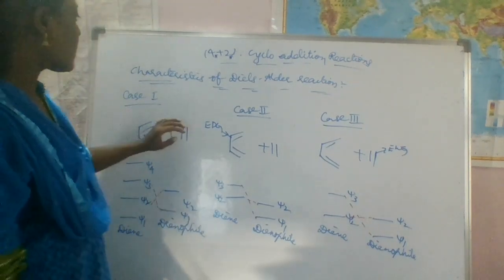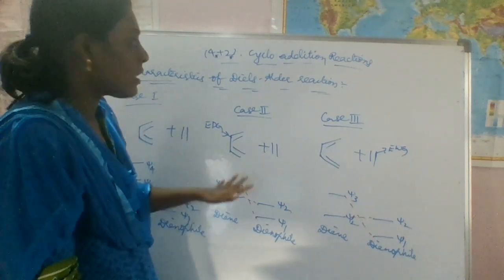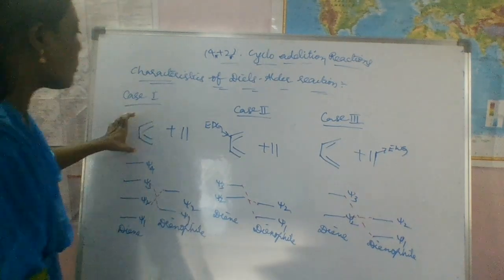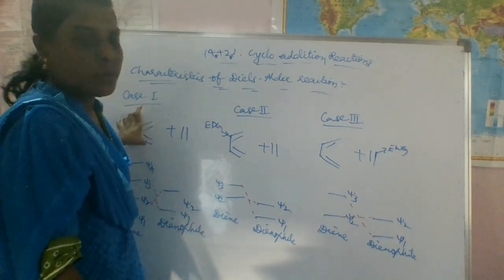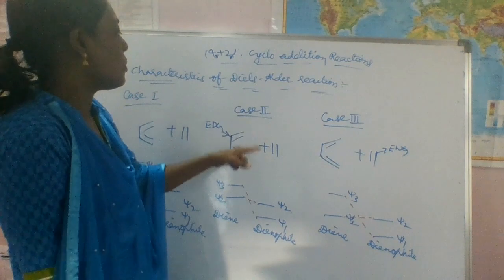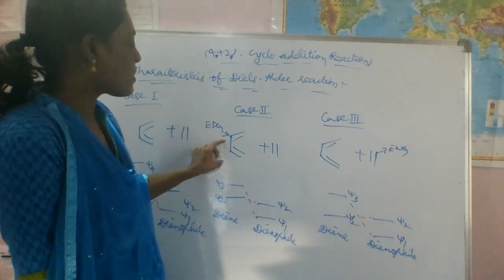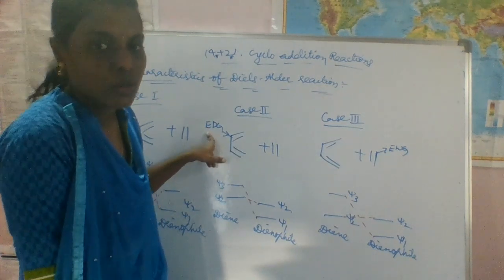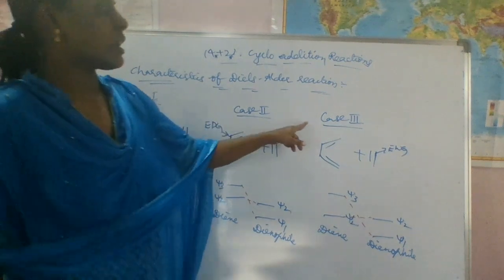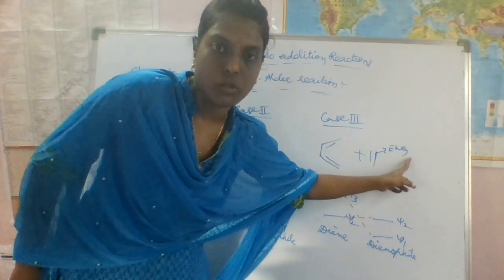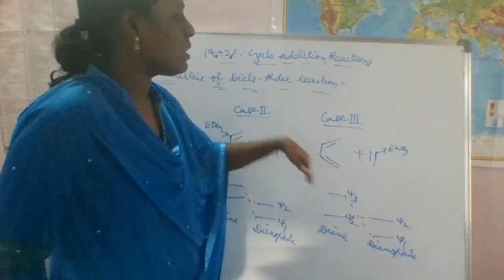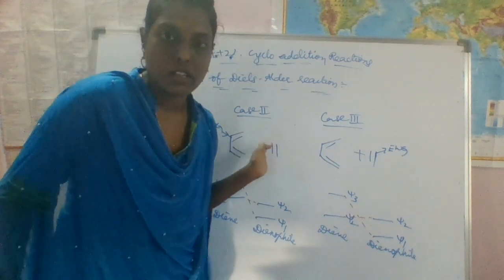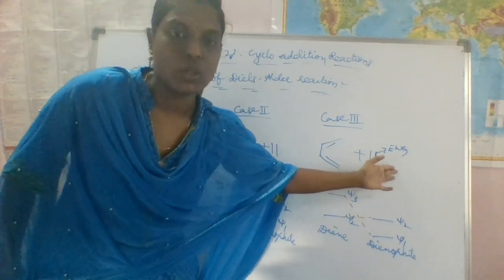So these are the dienes. Here it does not have any groups. But in case 2, the diene has an electron donating group. And what about case 3? Case 3 has an electron withdrawing group. So what is the use of this electron donating and electron withdrawing group?